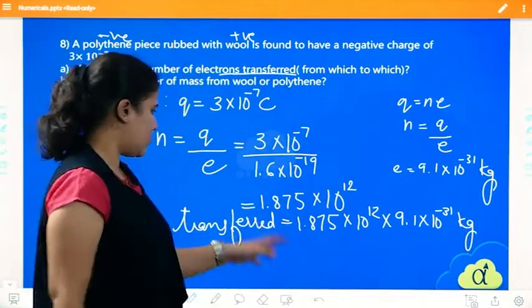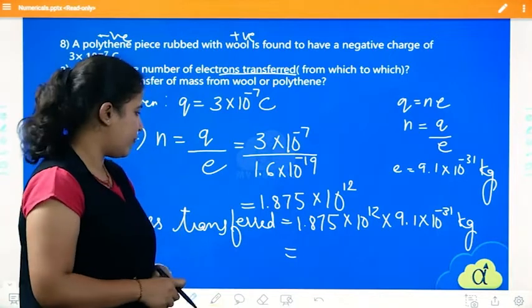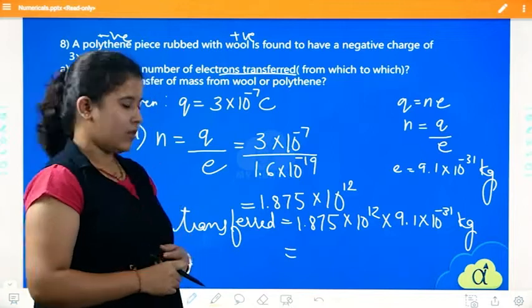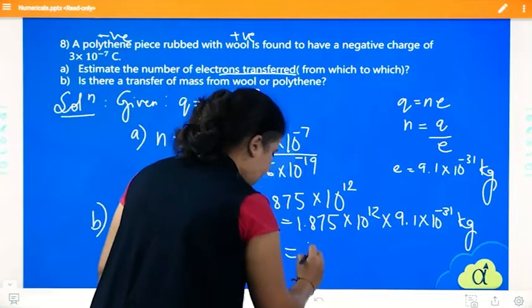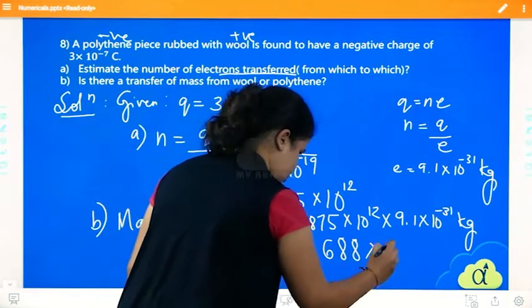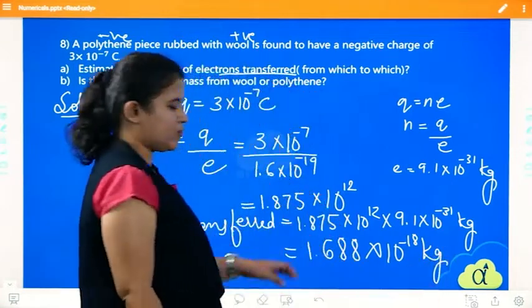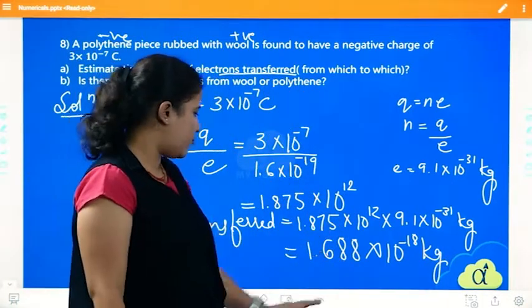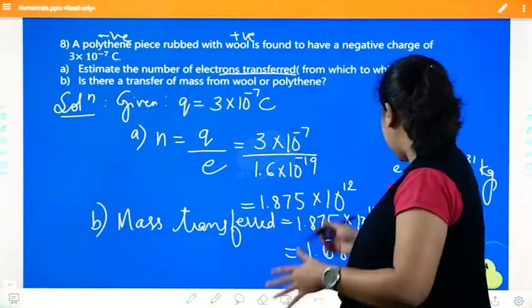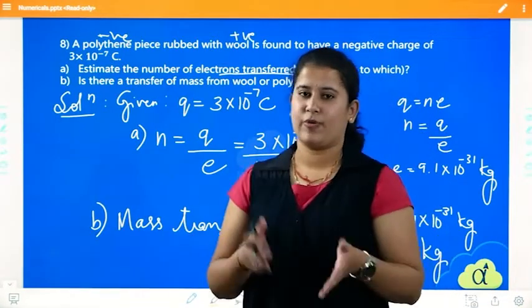Okay, so solving this, minus 31 plus 12 you have to do, and then 1.875 into 9.1. Solving it, I get around 1.688 into 10 raised to minus 18 kg. If you solve it, you will get it. So 1.688 into 10 raised to minus 18 kgs of mass has been transferred from wool to polythene.